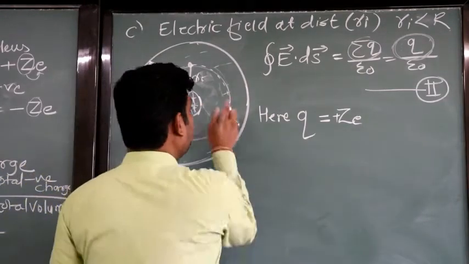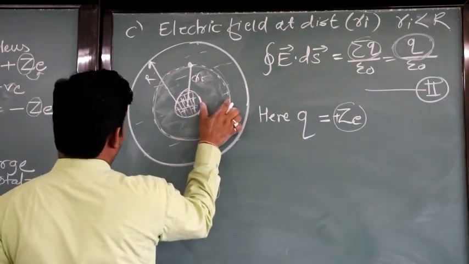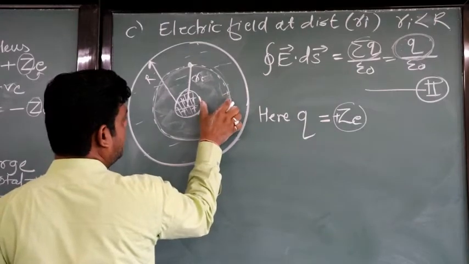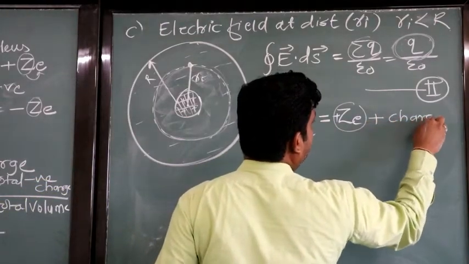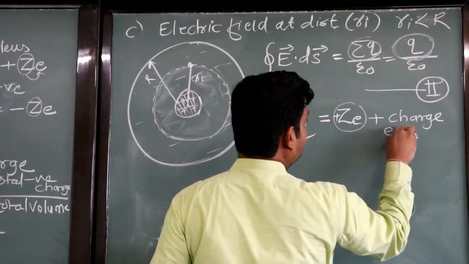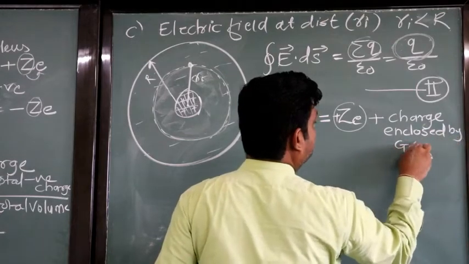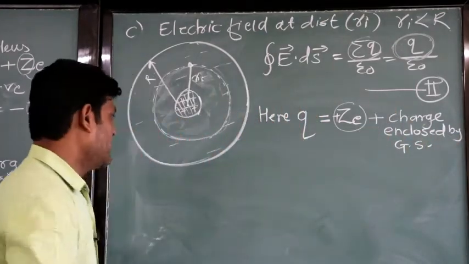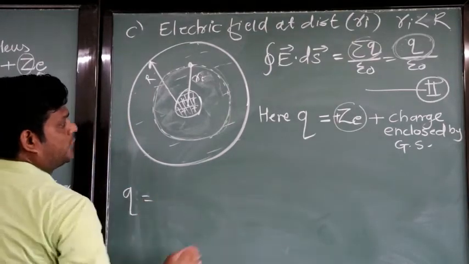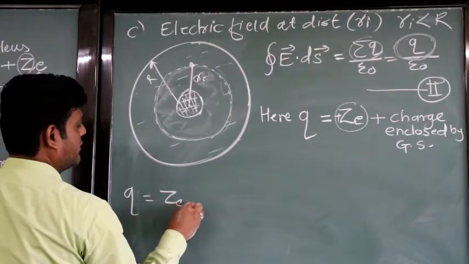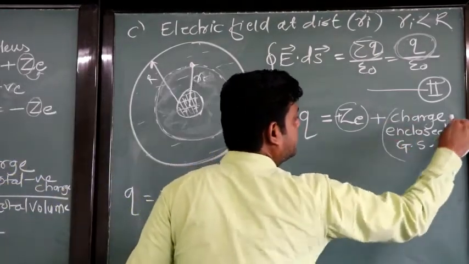So we will write plus Ze means charges over here, and plus the charges included in this volume. So we will write charges enclosed by the Gaussian surface. So this q equals Ze plus the charges enclosed by the Gaussian surface.